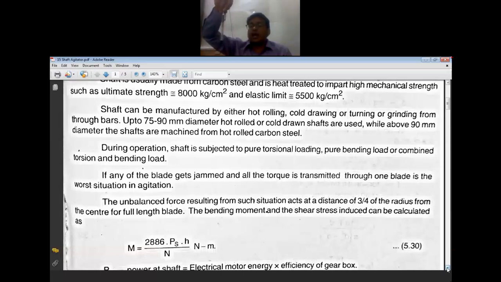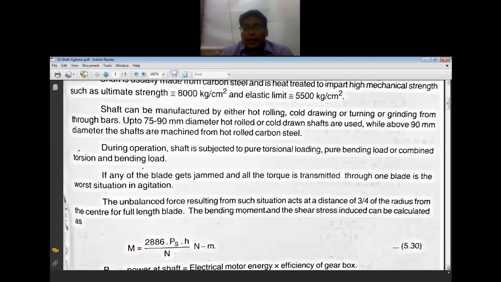So torsion as well as the bending moment can be in situations when an unbalanced condition is observed in the blades. So the unbalanced force resulting from such a situation acts at a distance of 3/4 of the radius from the center for the full length blades.